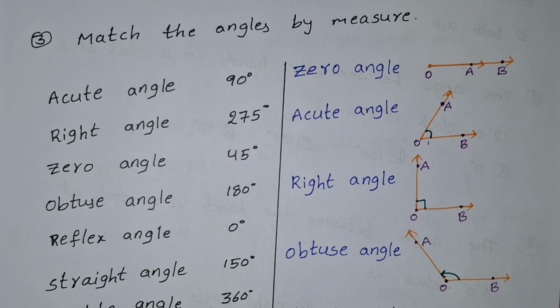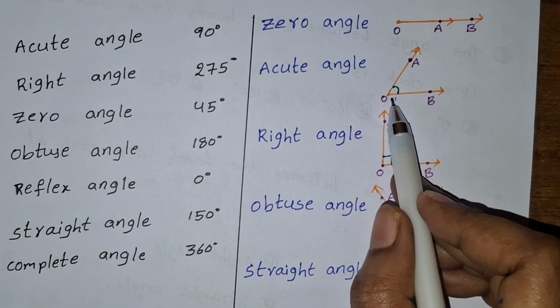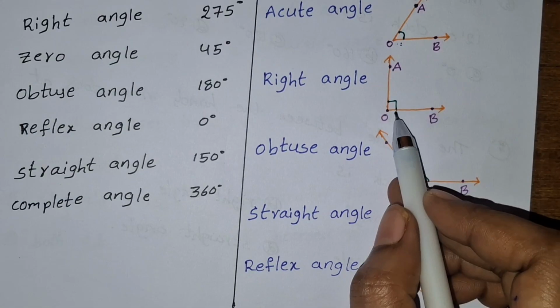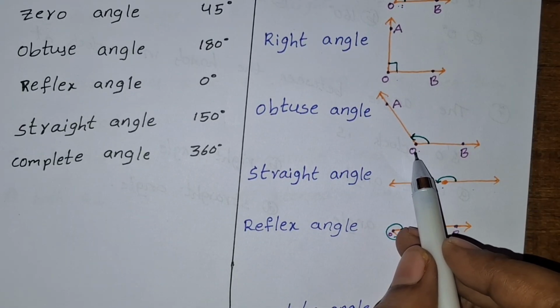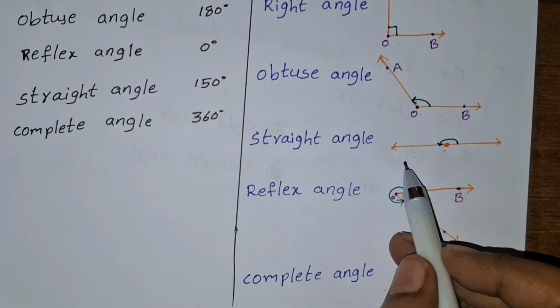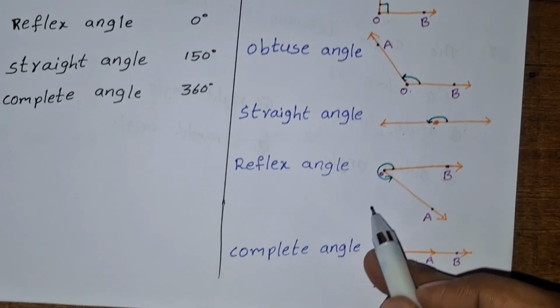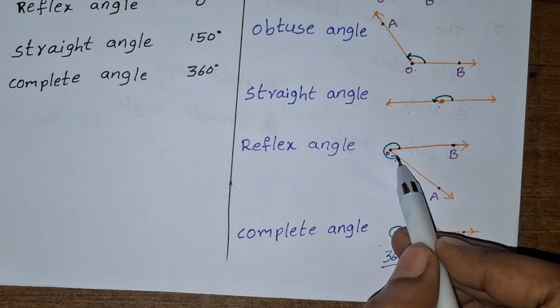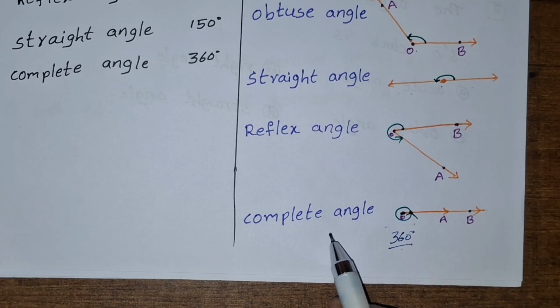Match the angles by measure. First we should know about the type of angles. 0 degrees, zero angle. Here less than 90 degrees, so acute angle. Here the angle is equal to 90 degrees, right angle. Here the angle is more than 90 degrees, so obtuse angle. Here the angle is equal to 180 degrees, straight line, straight angle. Here the angle is more than 180 degrees, reflex angle. Here the angle is 360 degrees, complete rotation, complete angle.